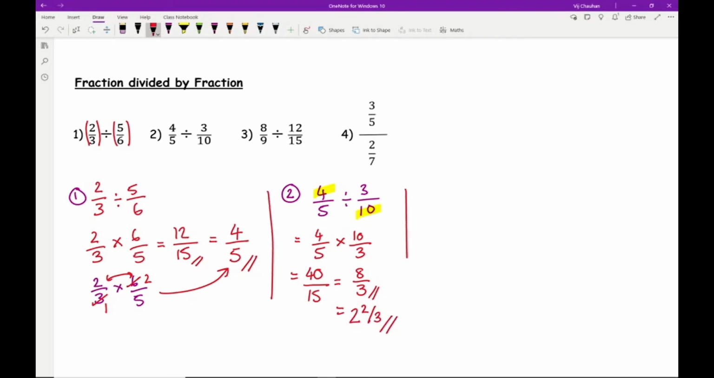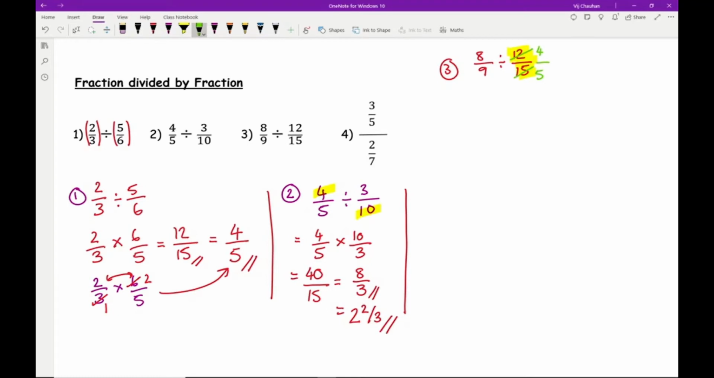So if we then move on to question 3, in which we've got 8 over 9 divided by 12 over 15. Now here, the first thing I notice is I can simplify 12 over 15. I can simplify this fraction. That's exactly what I'm going to do. So first of all, I'm going to change that for a 4, because I'm going to divide both numbers by 3. So I get 4 over 5. So rather than writing 12 over 15, I'm going to write 4 over 5 instead.